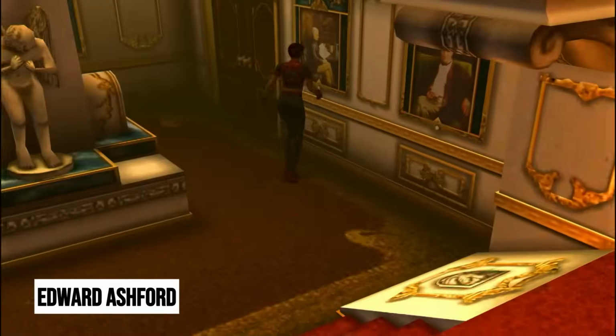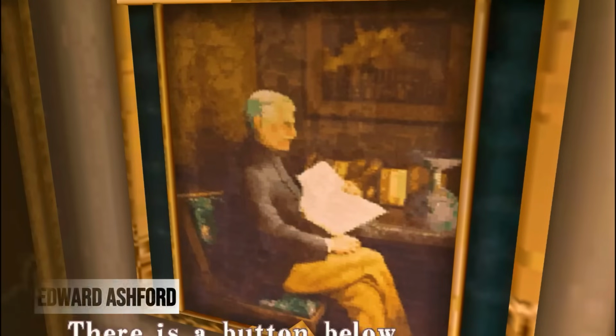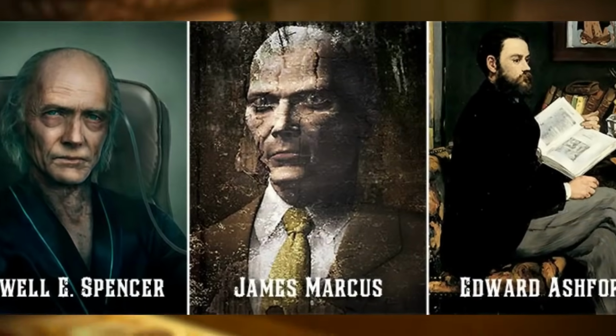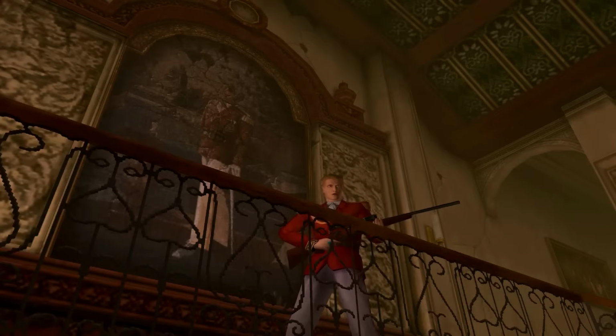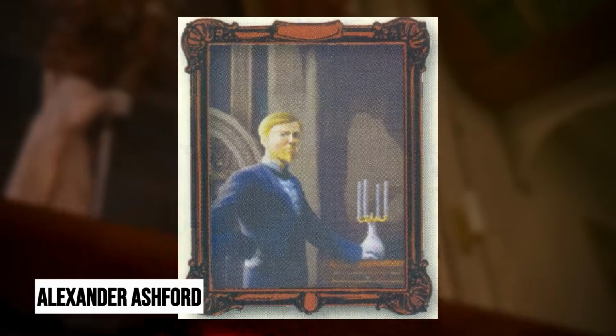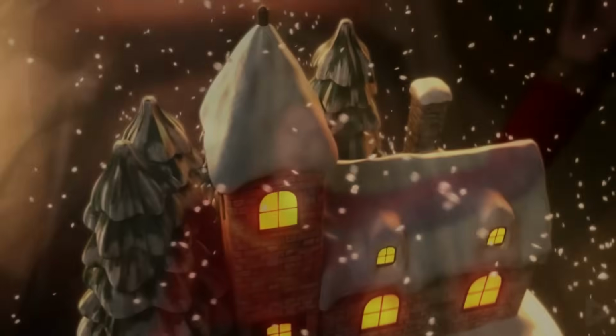As one of its members, the renowned virologist Dr. Edward Ashford co-founded it alongside Oswell E. Spencer and James Marcus. The first significant step toward developing the T-Veronica virus dates back to Alexander Ashford, Edward's son and heir to Umbrella's facilities in Antarctica.